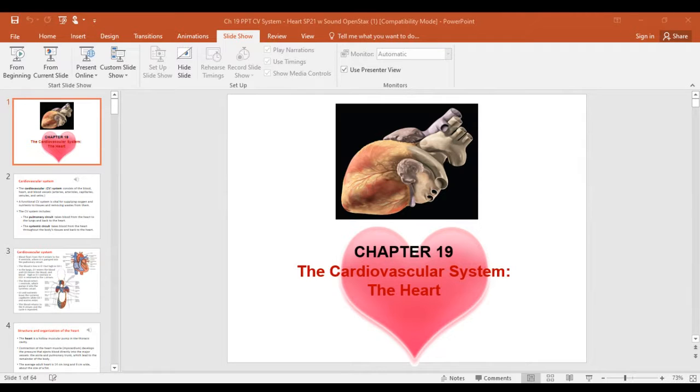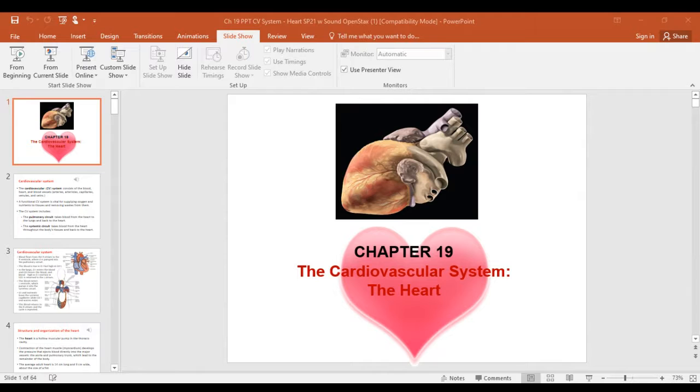Newborn babies and little kids have a faster heart rate than adults on average. So the average adult is 75 beats per minute. Kids can be up to 120 or even higher than that.